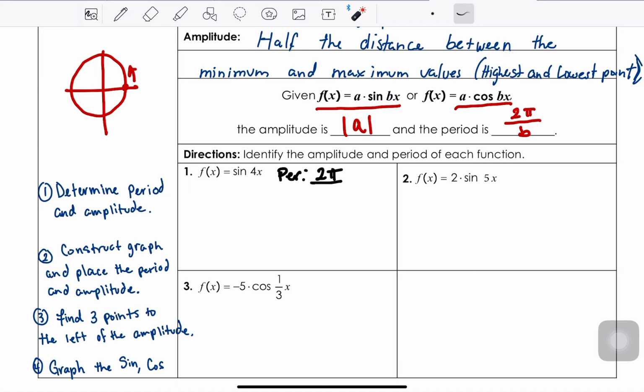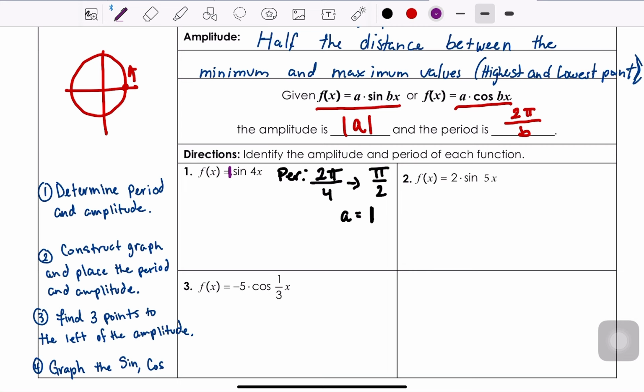So in our example, it's just 4. Over here it's just 5. Over here it's 1/3. So let's start with that: 2 pi divided by 4. My period fully reduced is going to be pi over 2. The next thing I'm going to need is the amplitude, and that's usually the easier one. Amplitude A, you could put the absolute value bars, but you don't need to. In front of sine, or right behind it, however you want to refer to it, that's just 1.